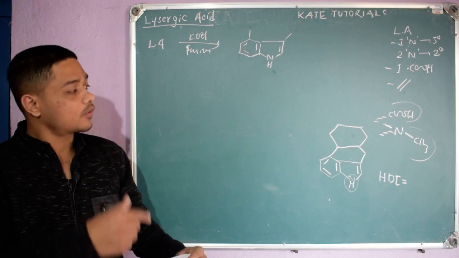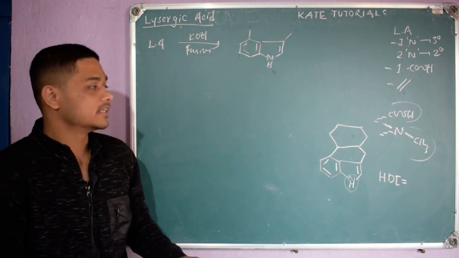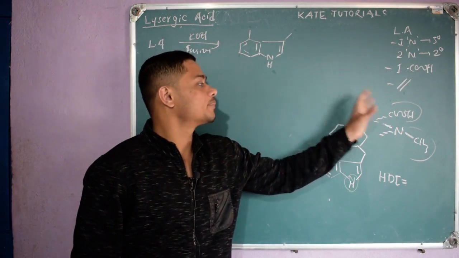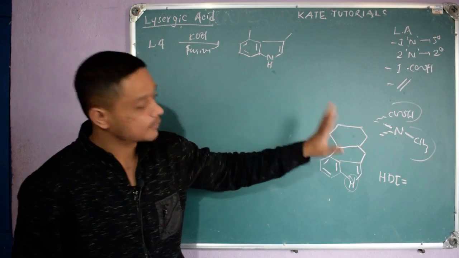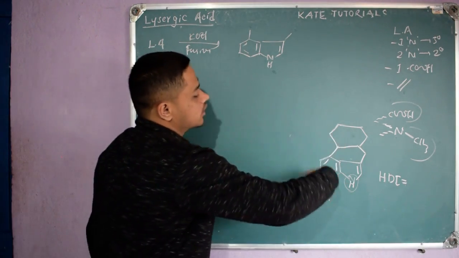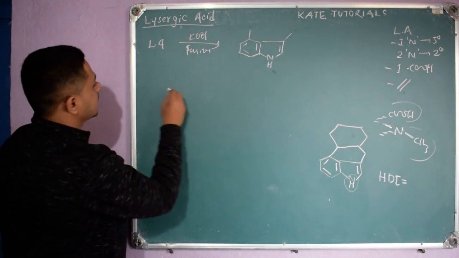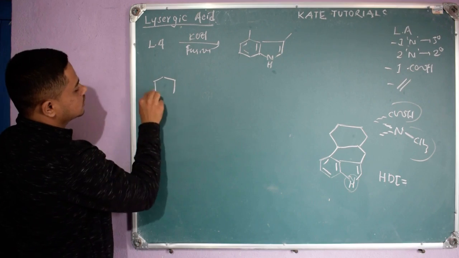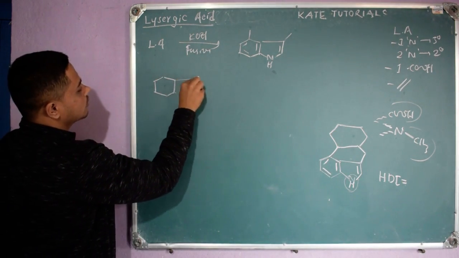And further they saw a few more reactions. From that they concluded that this COH group is there on this position only, and this tertiary nitrogen is there on that position only. That we shall see now, right? So this they understood. What they did, they took simple indole, right? This is the basic skeleton they got now. So they took simple indole.